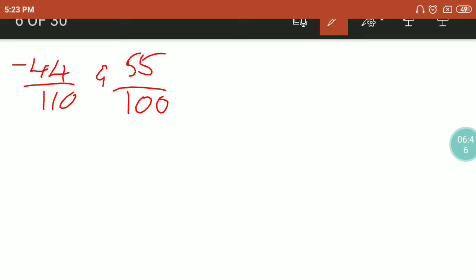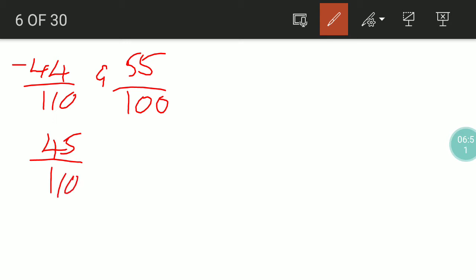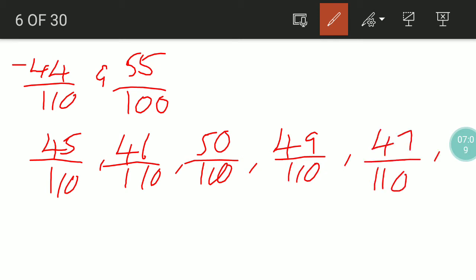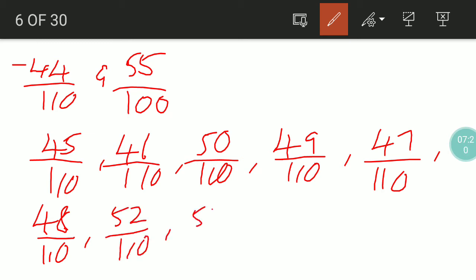Now I am writing some 45 by 110. Then I can write 46 by 110. It need not be consecutive. Now I can write even 50 by 110 also in the middle. It's okay, no problem. 49 by 110, 47 by 110, 48 by 110. Then 52 by 110, 53 by 110. So 1 2 3 4 5.